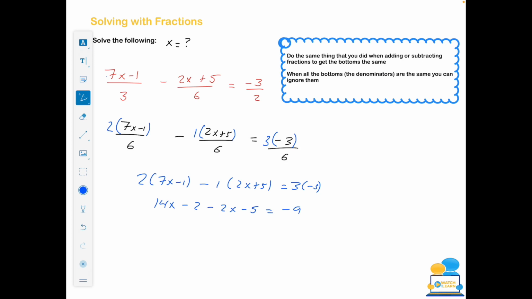We're going to tidy up the left-hand side, the 14x and the 2x. 14x minus 2x will be 12x. And then minus 2 minus 5, I definitely did that in my calculator, that would be minus 7, is equal to minus 9.